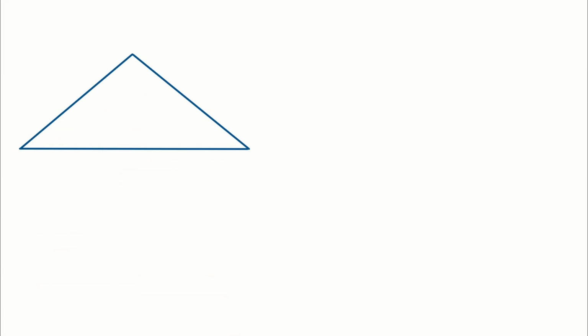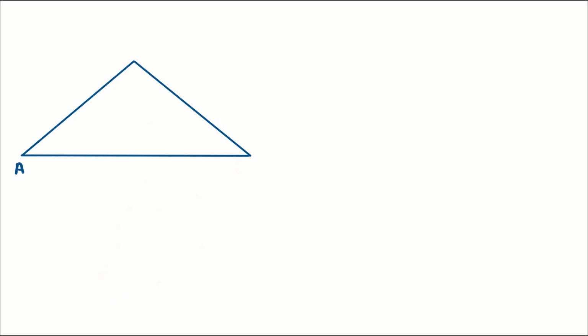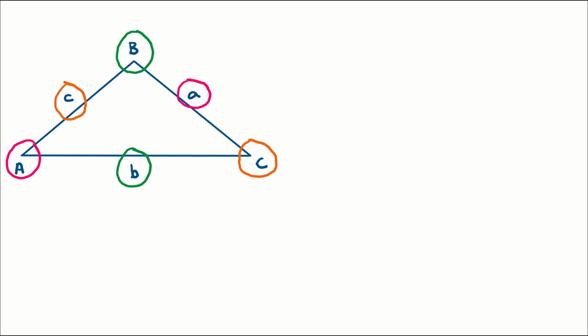If we look at a non-right angle triangle, and I'm going to label this as triangle ABC, remember that the sides are equal to the lowercase letters. So the side opposite angle A will be lowercase a, the side opposite angle B will be lowercase b, and the side opposite angle C will be lowercase c. Now, sine law works with opposite side, opposite angle pairs. So angle A matches with side A, angle B matches with side B, and angle C matches with side C.